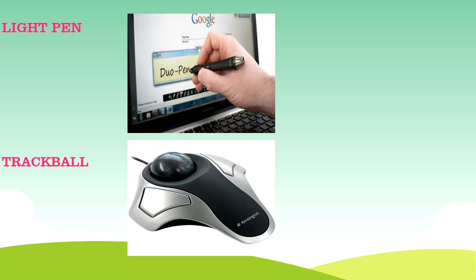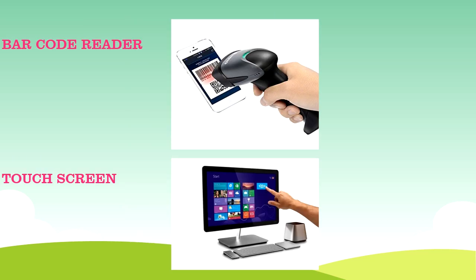Next is trackball. It is also a pointing device consisting of a ball that is set in a holder and can be rotated with your hand to move a cursor on a computer screen. Barcode reader. A barcode reader is an electronic device which is able to scan and decode the barcodes. Next is touch screen. A touch screen is a display screen on which the user can select the options by just touching the screen.